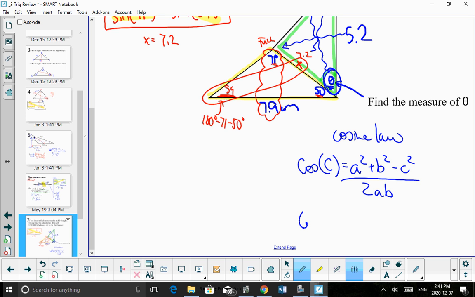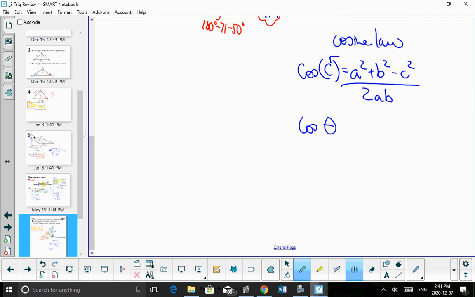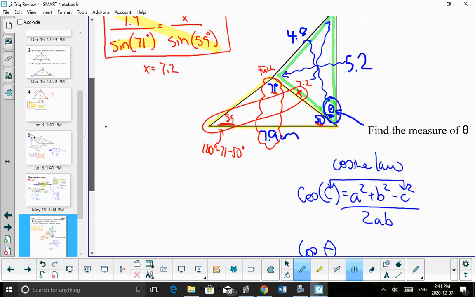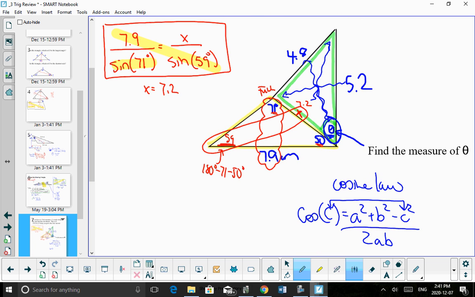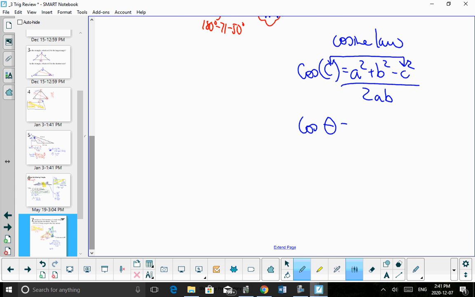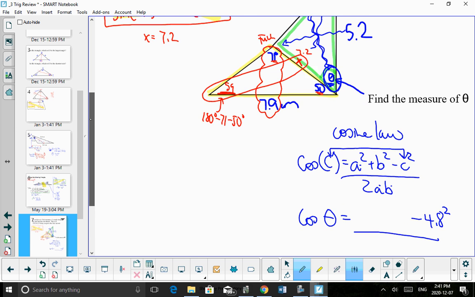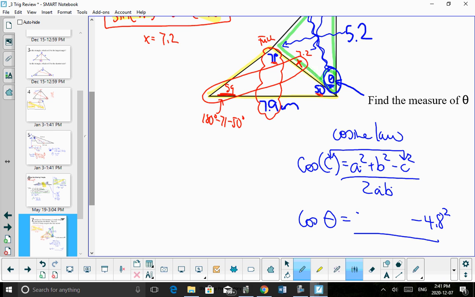So what I am looking for is theta. So what you have to do is you have to start with its match. So look at the diagram. What matches corner theta? Well, corner theta matches 4.8. So 4.8 has to go here on the end. Then the other two sides go into the other two spots. So that would be 5.2 and 7.2.